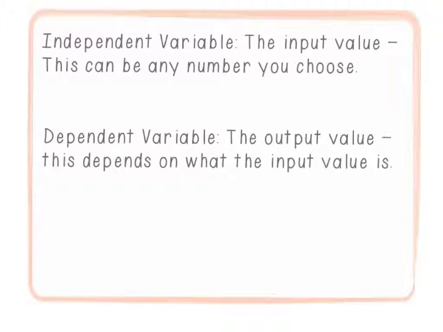We have an independent variable. This is the input value, so they're kind of the same thing. And this can be any number that you choose. And then the dependent variable is the output value. Notice how it's dependent variable. It depends on what the input value is, and then that will determine what your output value is. On the next slide, I'm going to show you a table, and I want you to put it in your notebook, and I will label where all the terms are so that you can understand them a bit better.